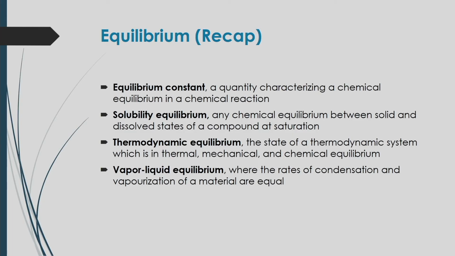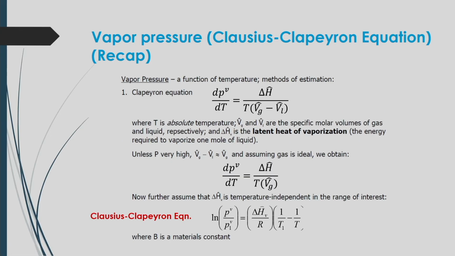And we have described the different equilibrium conditions, like equilibrium constant, solubility equilibrium, thermodynamic equilibrium and vapor liquid equilibrium, and how, based on vapor liquid equilibrium, vapor pressure changes at a particular temperature, and how partial pressure or molar composition can be calculated from the system pressure and vapor pressure.